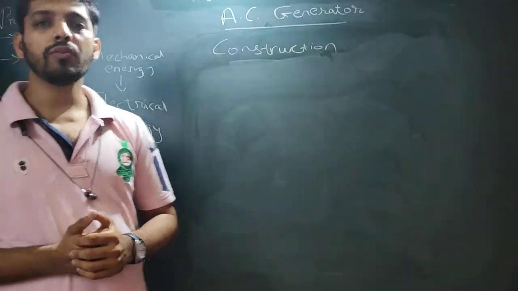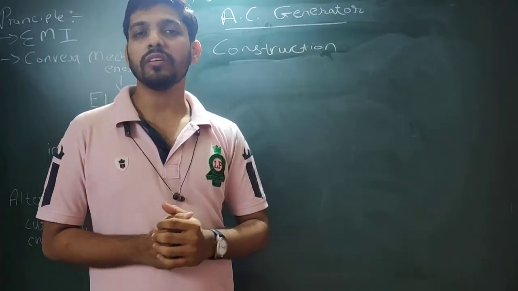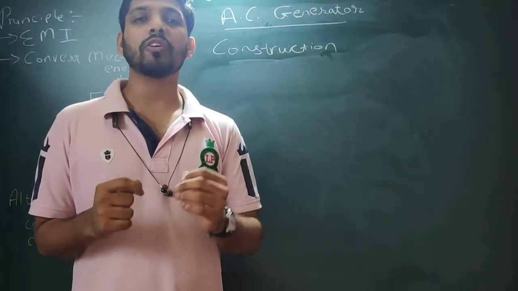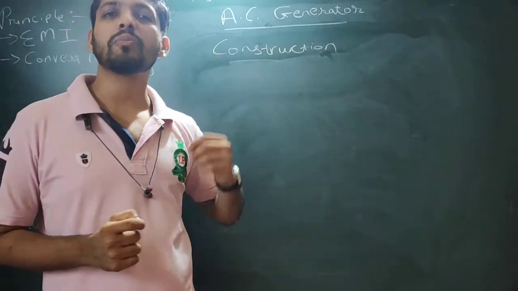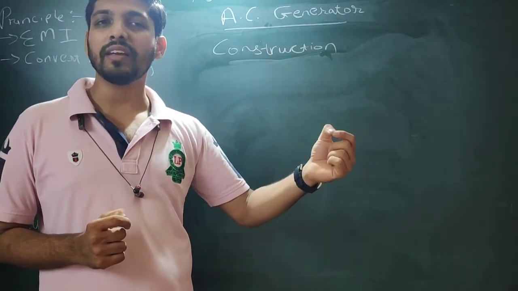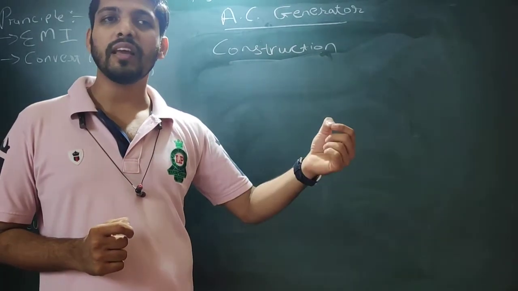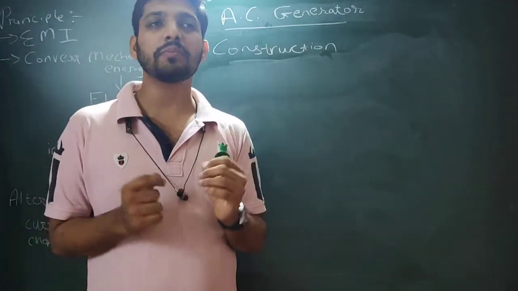Okay. So initially we shall start with the principle. What is the principle of AC generator? Principle is nothing but electromagnetic induction. Whenever there is change in flux, there will be electromagnetic EMF induced. And if there is induced EMF, there will be induced current. Okay. So this is the basic principle.